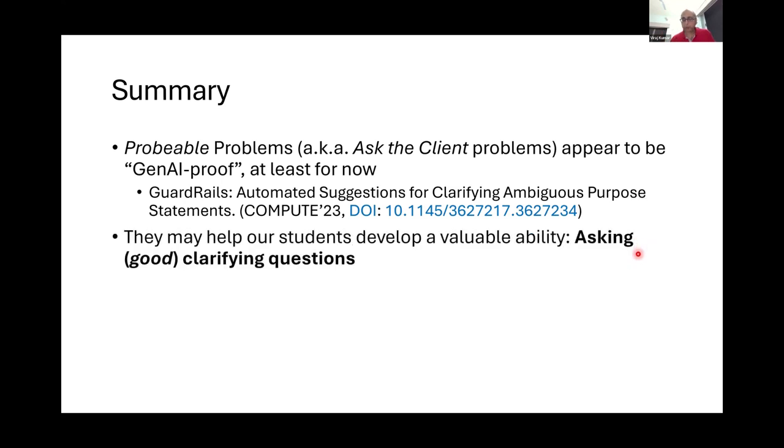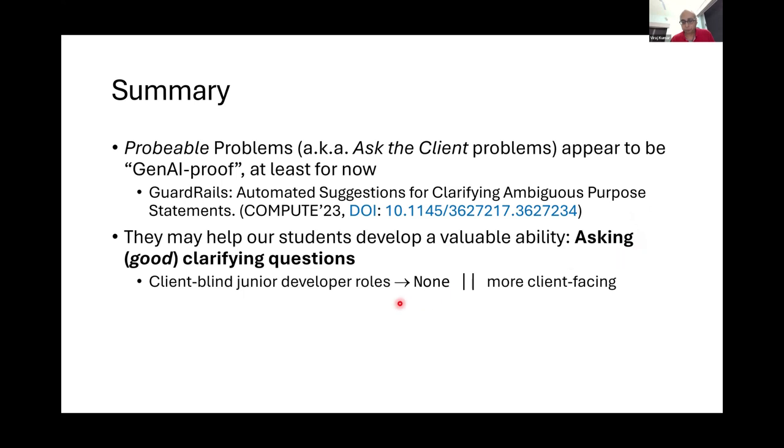I do think, though, that at least at the present time, such problems are worth exploring. They might help our students develop this ability. If such tools don't materialize in the near future, I think it gives us some clear outcomes to try and target, right?